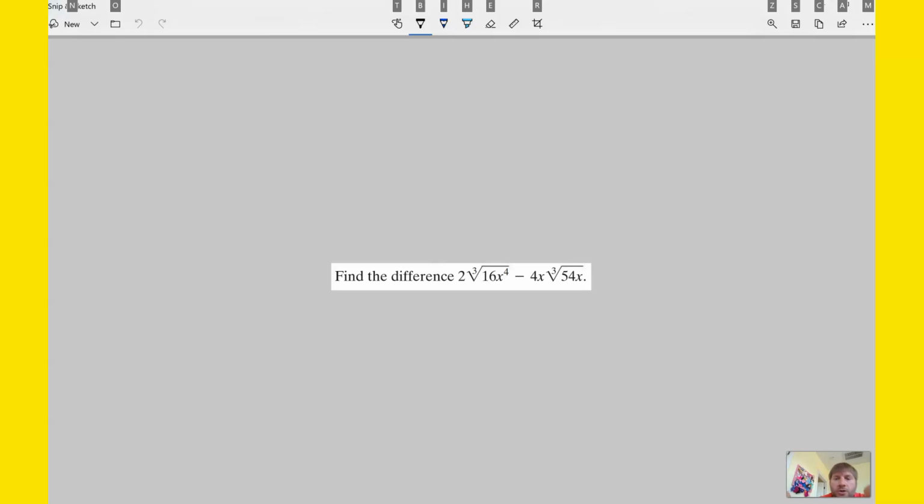All right, similar approach to this example. Break these things down. 16 breaks down to 8 times 2, and 8 breaks down to 2 times 4, and 4 breaks down to 2 times 2. And how many things am I looking for for this index of 3? I'm looking for 3 things, 3 of the same things. So I've got 3 2's together there and an extra 2 left over.